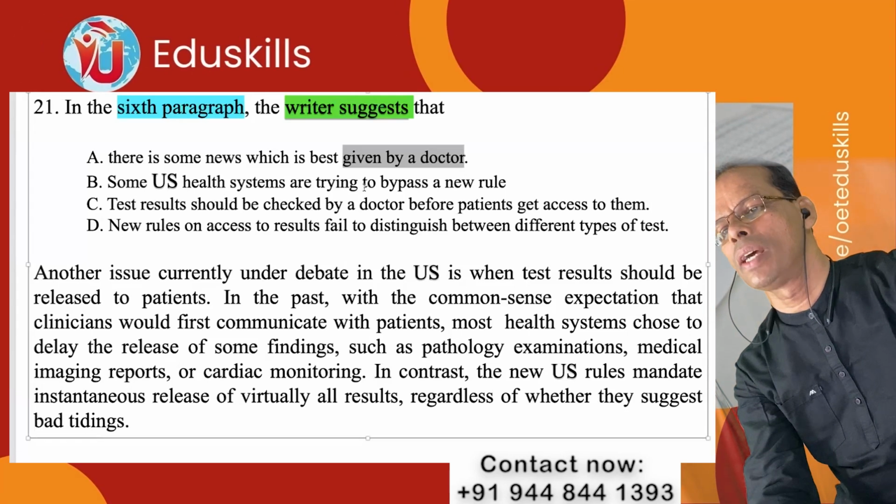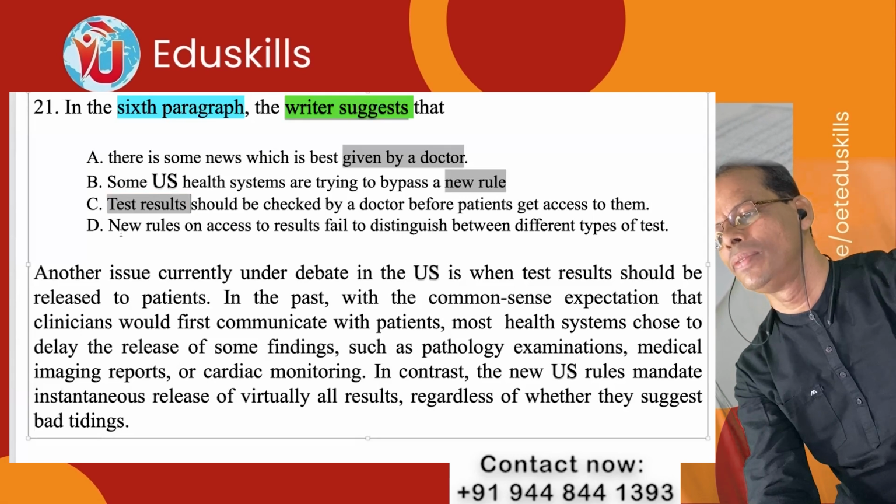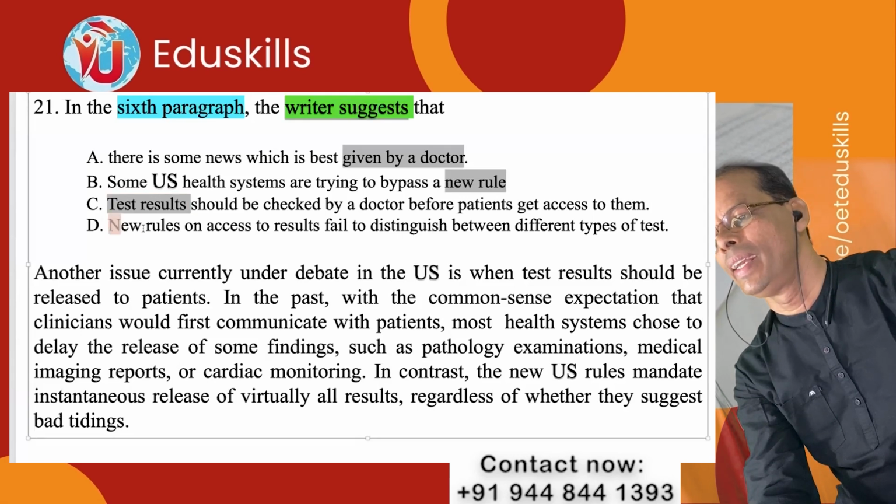Some US health systems are trying to bypass a new rule. This is about the new rule. Next one, test results. Third one, test results. Fourth one, new rules. Again, option D speaks about new rules.